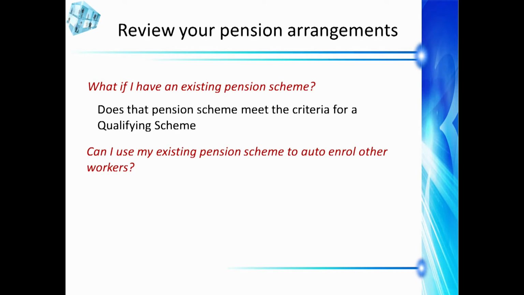The other thing you need to note, however, is if you've got people in a non-qualifying pension scheme, then you need to auto-enroll them into a qualifying pension scheme. Okay, if you've got a pension scheme and it is a qualifying pension scheme, but not all the workers are in that pension scheme, can you use it for auto-enrolment? Well, the answer is yes, of course you can.